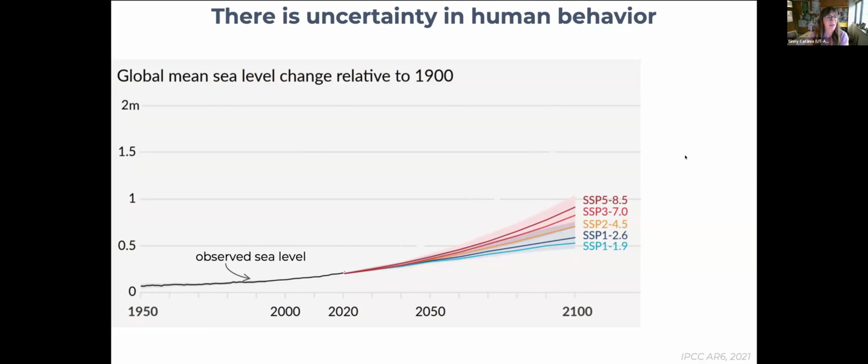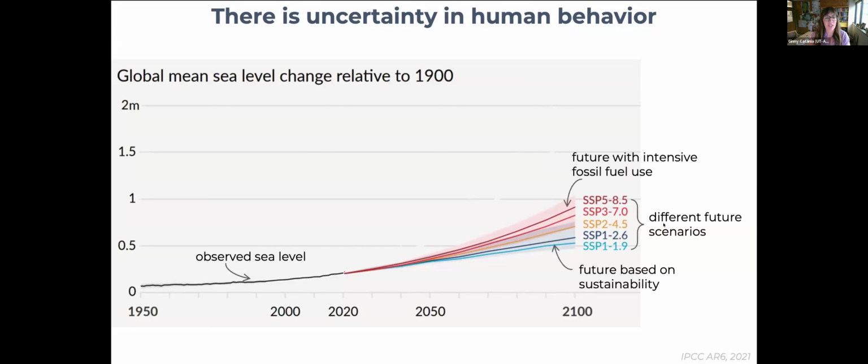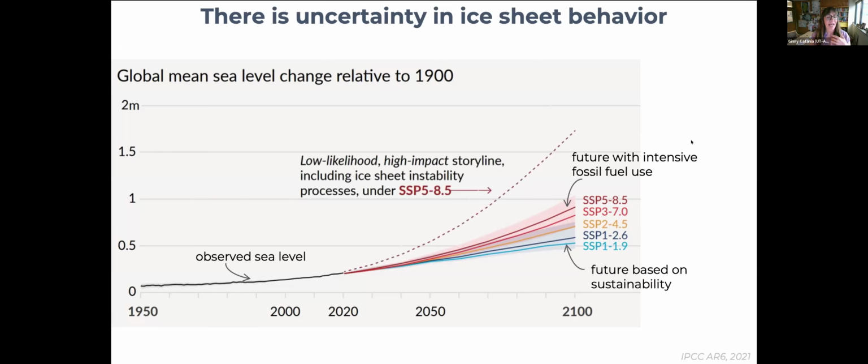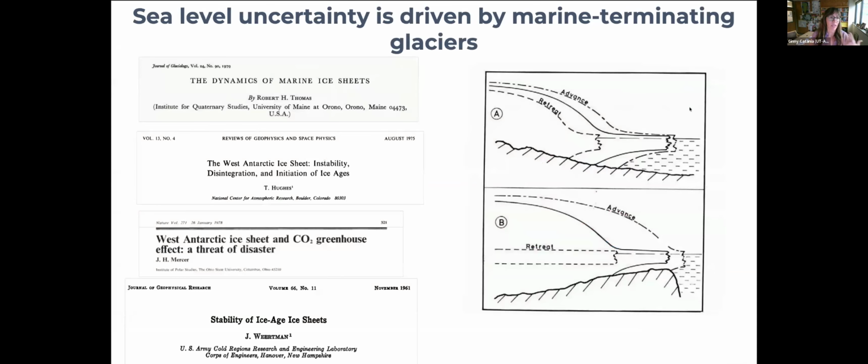Okay, sounds good. The biggest uncertainty driving this range of sea level that we see out to 2100 is related to emission scenarios. So it's really related to human behavior and how much emissions humans are going to pump out that cause changes in sea level. What was added to the last IPCC report was this dashed line, and it's dashed because we don't know exactly how to plot it. It's this low likelihood, high impact storyline related to ice sheet instability processes. This was considered a win by glaciologists because it allowed for adding the deep uncertainty that we have around the marine ice sheet instability and processes related to that.